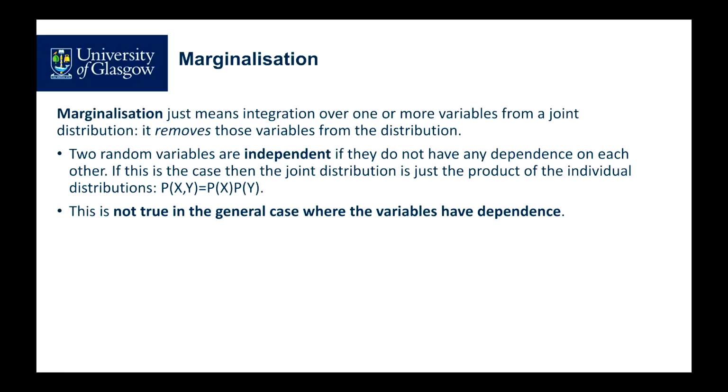Now what we can say is that two random variables are independent if they do not have any dependence on each other. It's an obvious statement, but that's the case when the joint distribution is just a product of the individual distributions. That's the assumption that we made before when we were looking at the whole text. When we calculated the likelihood over the whole text, we just took the product of the individual probabilities of each of the characters. So that means that they are independent, or that you assume them to be independent. The important thing is that it's not true in general. In the general case, most variables in most real problems will have some sort of dependence.